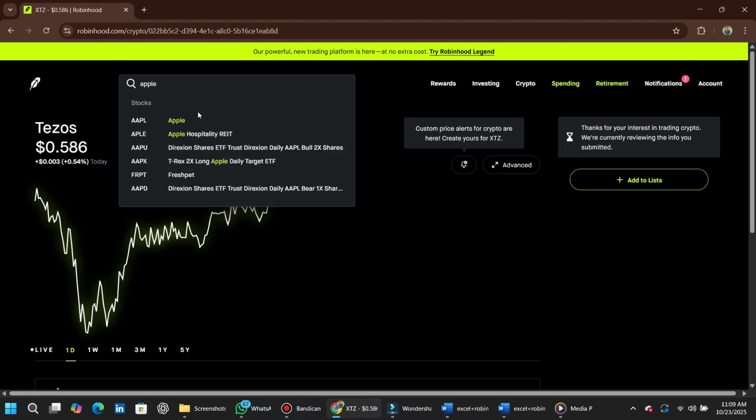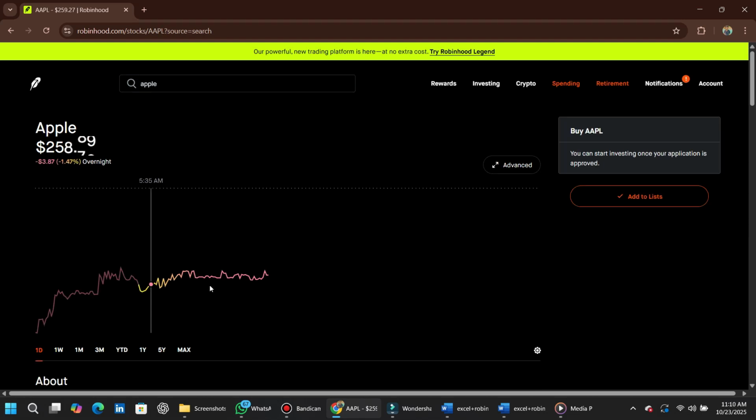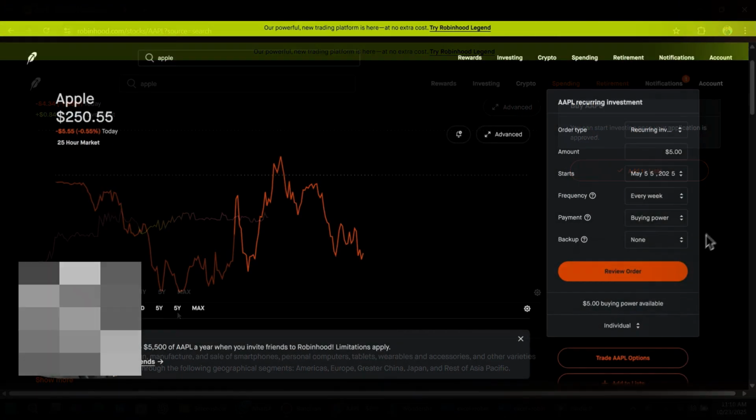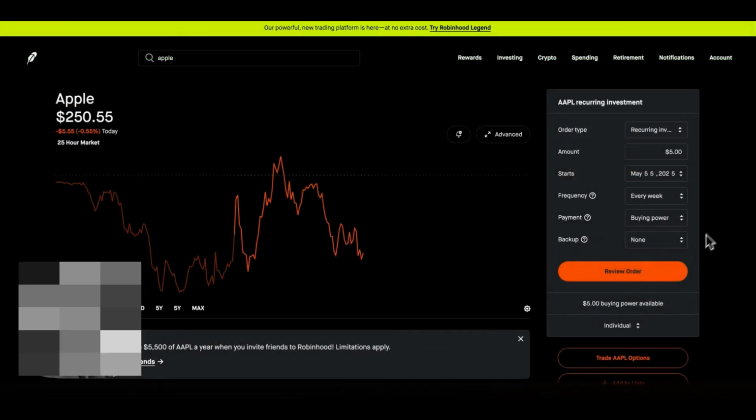Once the stock page opens, you'll see its price chart, market data, and trade options. Tap the trade button and then tap Buy Now. Enter the amount of money or number of shares you want to purchase.